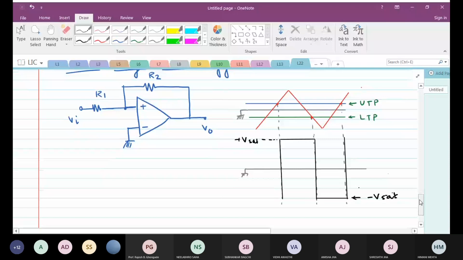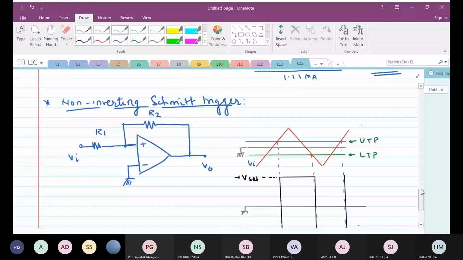You can see here that as soon as this Vi goes above this UTP, the output of Schmitt trigger goes to positive Vsat. And as soon as it goes below LTP, it goes back to minus Vsat, stays there until Vi again crosses UTP. Earlier it was the reverse, isn't it? And that is the reason why we are calling this a non-inverting Schmitt trigger.